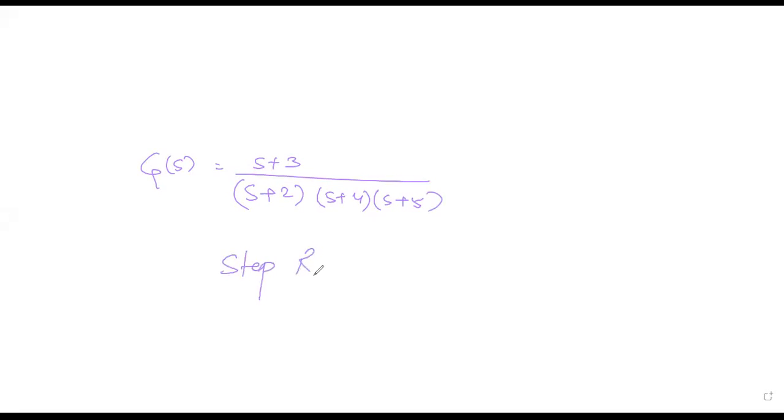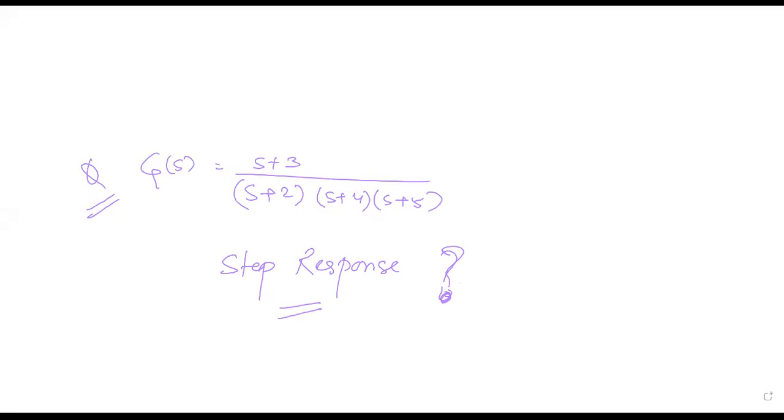I did not give you this question, I think. Here G of s is s plus 3, s plus 2, s plus 4 and s plus 5. What is the step response? This is the question. 1 over s. Okay? This is your question.